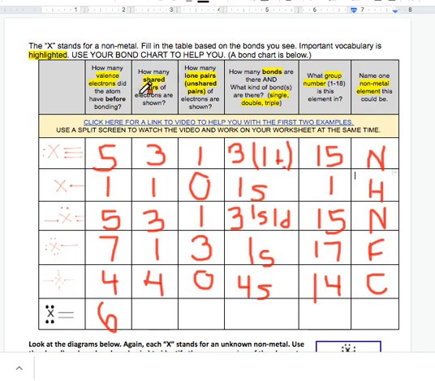How many shared pairs? I see 1, 2. How many lone pairs or unshared pairs? I see 1 pair here and 1 more pair here, so that's 2. And then how many bonds are there? Let's look at the lines. There's 2 bonds, but it's 1 double.